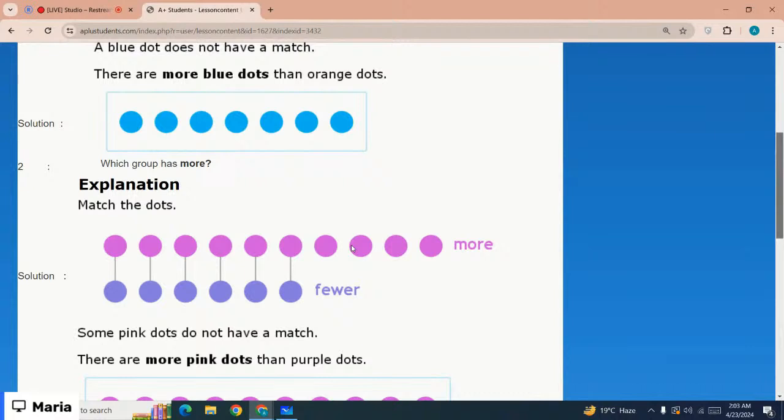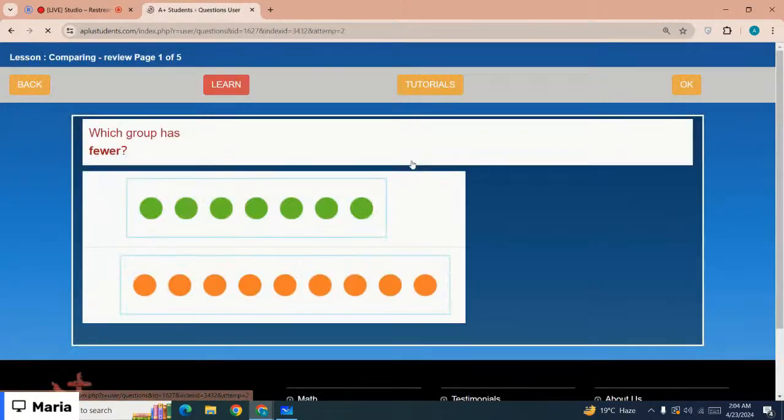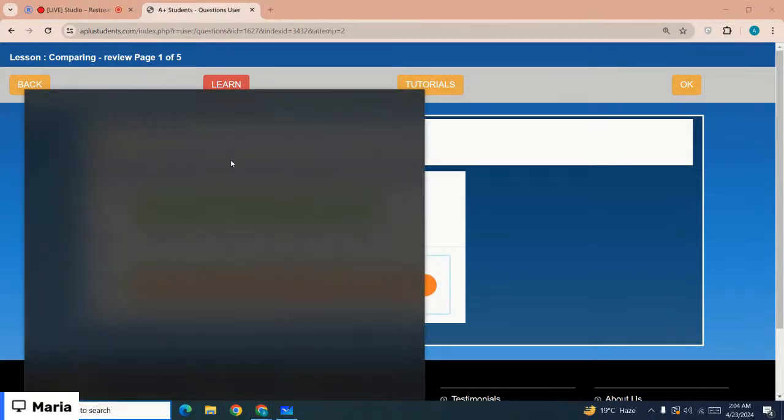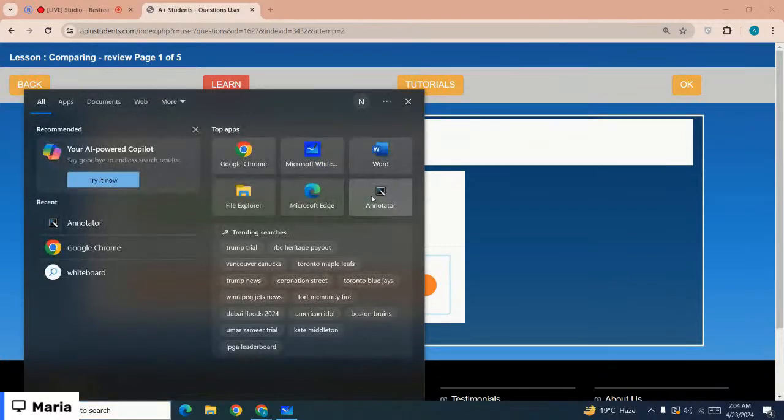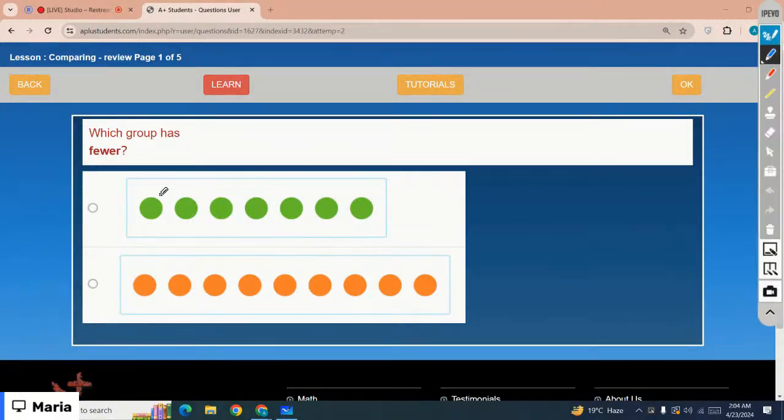Okay, let's just start with the test questions. Which group has fewer? Let's match them one by one and see which one has the fewer dots. So this green dot goes with this one, then they match, keep matching, and let's see.